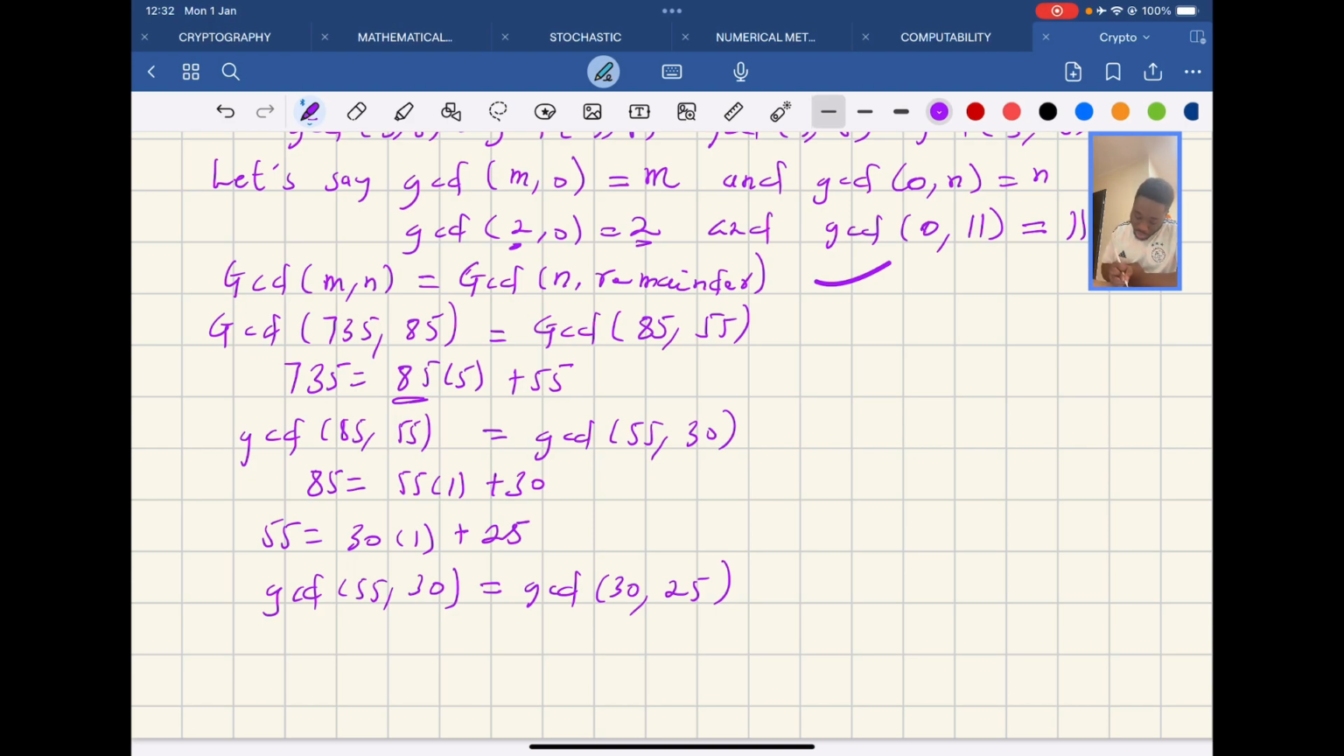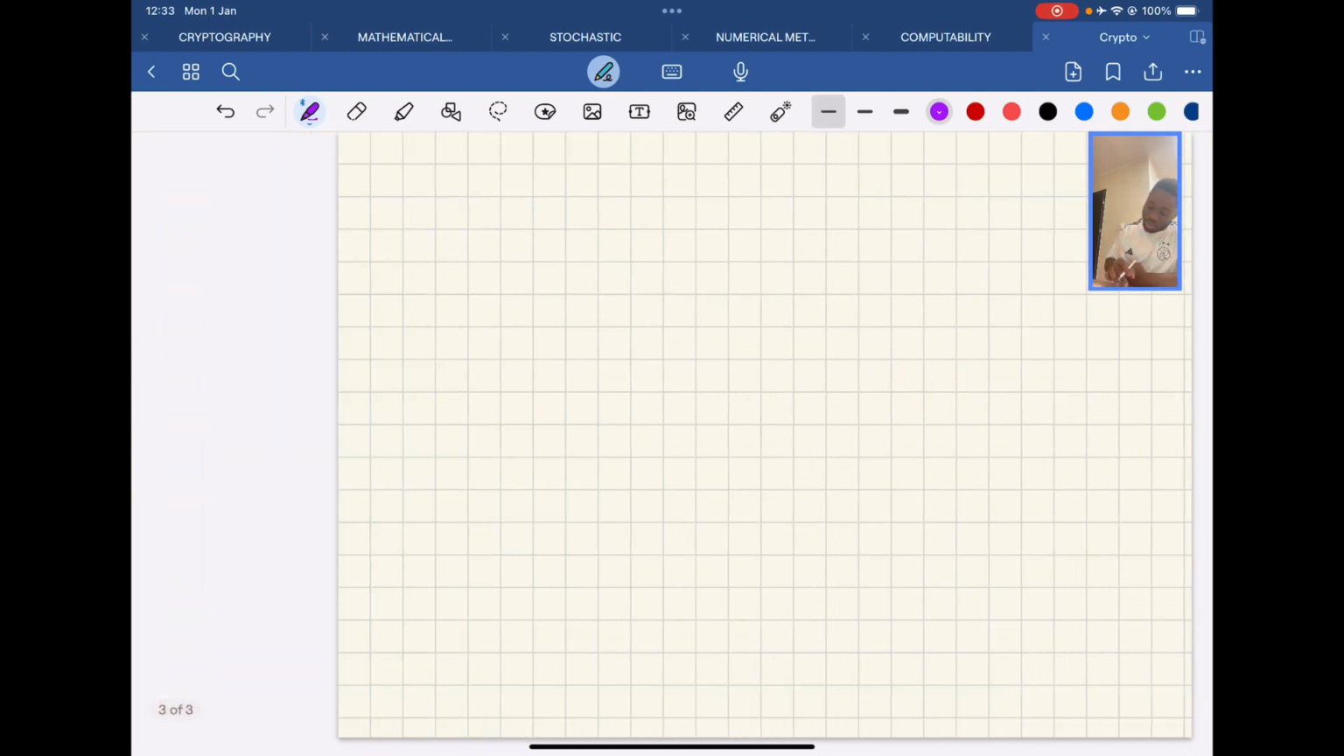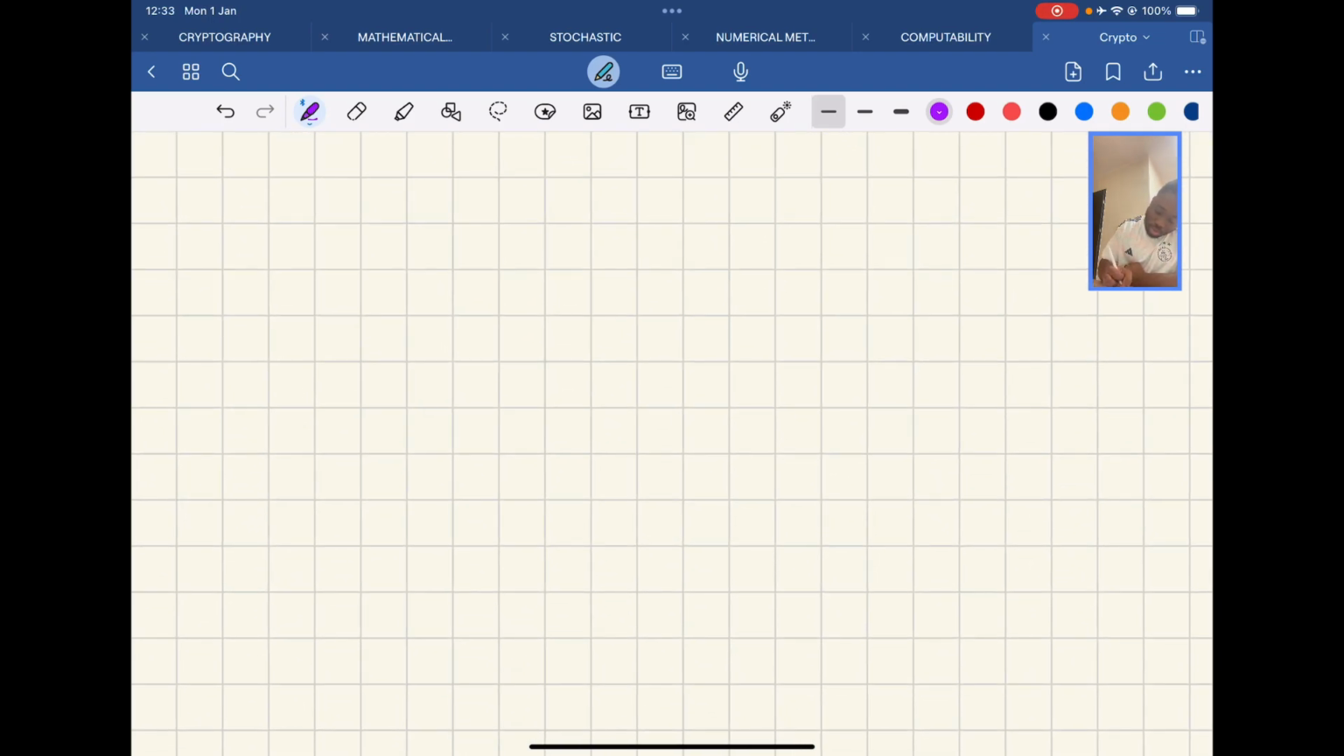So when you have 30 is equal to, now this is our quotient, 25, multiplying 1 because 25 will go into 30 just once, plus a remainder of 5. Now we are going to see that the GCD of 30 and 25 is equal to the GCD of 25 and 5. So we have GCD of 25 and 5, and over here, you can straightforwardly tell that the GCD is 5.